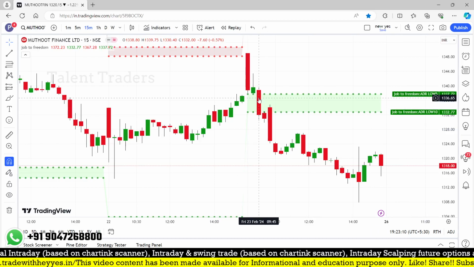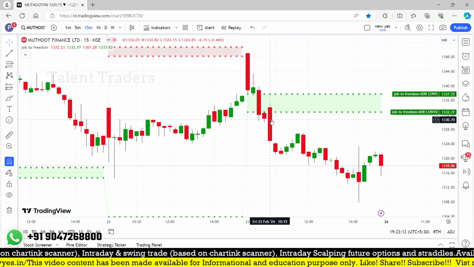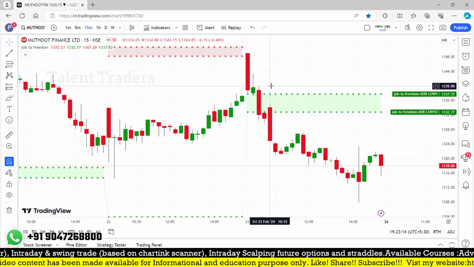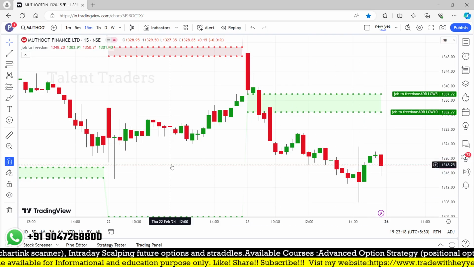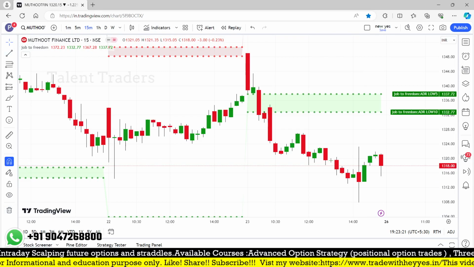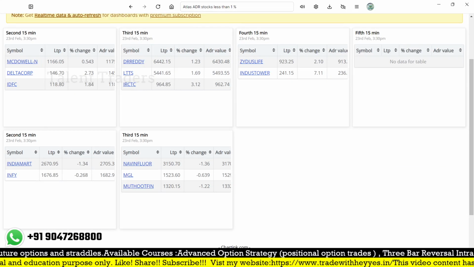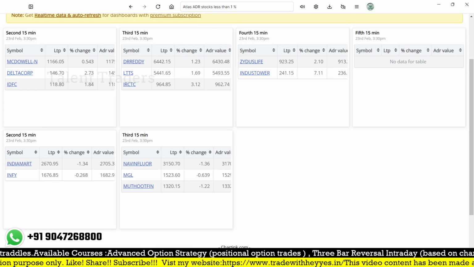So you can see the Muthoot Finance in the third candle. It broke the low from 1330. Stop loss would be 1339, and it came down to 1308. That works. So five indicators which I have added in this particular scanner.